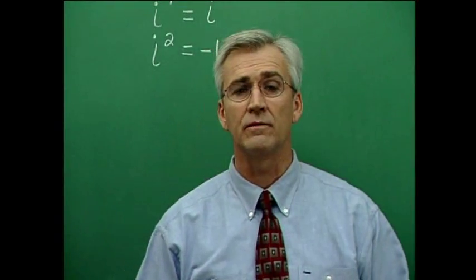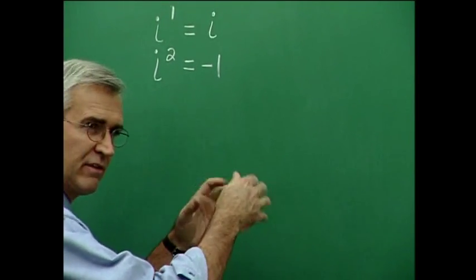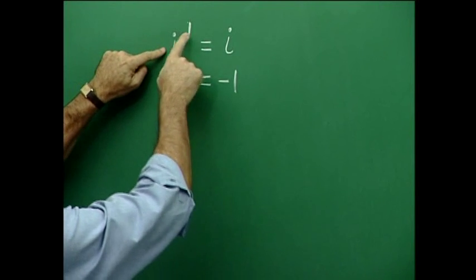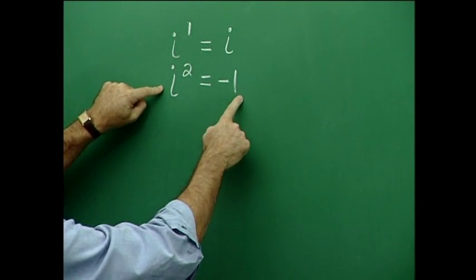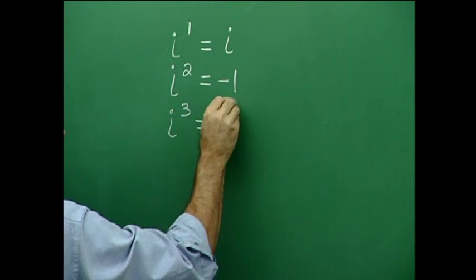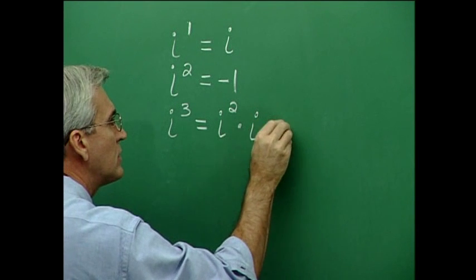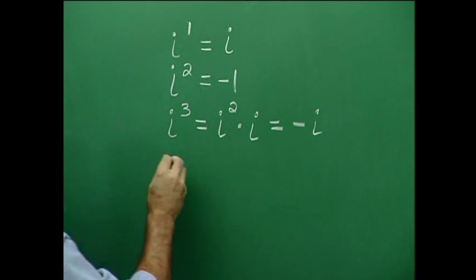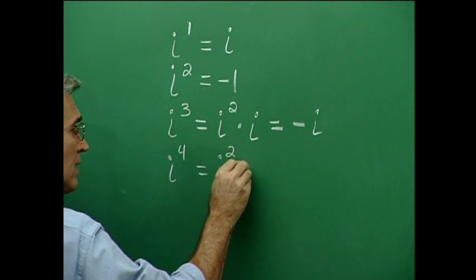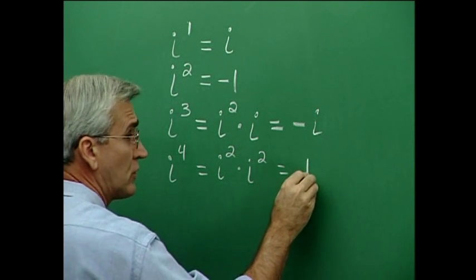Take a look at this pattern. As we go through and multiply i as a factor many times, this might be handy. i to the 1 power is simply i. i squared we said is negative 1. i cubed can be rewritten as i squared times i, but i squared is negative 1, so this is nothing but negative i. i to the 4th is i squared times i squared, which means negative 1 times negative 1, well, that's just 1.